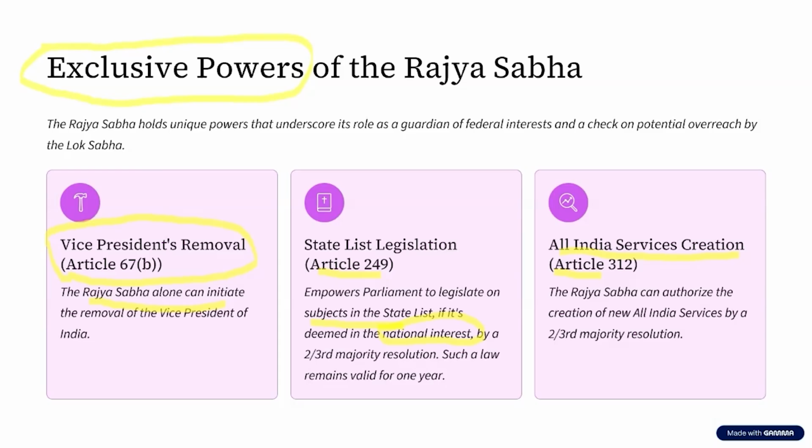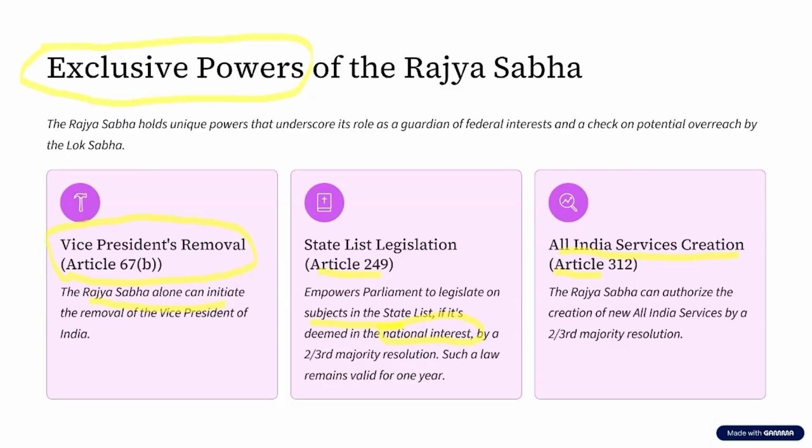Now, let us assume, in India we currently have three All India Services. So let us assume tomorrow there is a decision to create a fourth All India Service, maybe Indian Technology Service or Indian Health Service. Now, who has the power to create it? The power to create it lies with the Parliament itself. But can the Parliament create it as and when it wants?